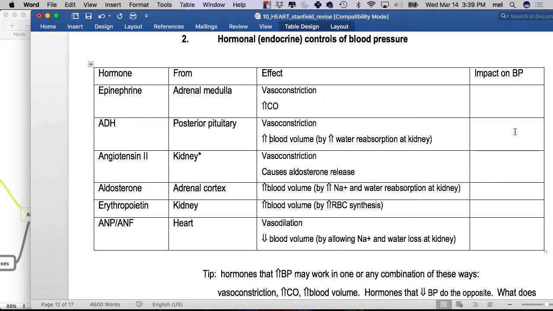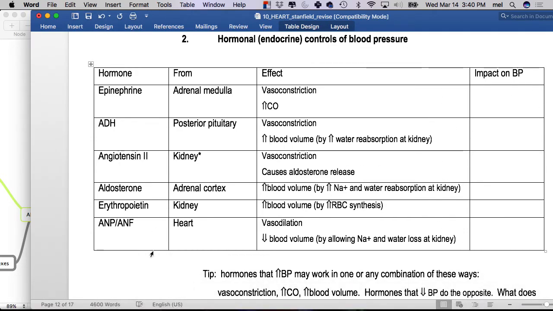Angiotensin 2, we're going to talk about in more detail in just a second. It kind of comes from the kidney, but only kind of. And it's the most powerful vasoconstrictor in the body, which means it'll do what to your blood pressure? Increase. It also causes the release of this next hormone, which is aldosterone. Aldosterone comes from the adrenal cortex, and it causes you to retain water and sodium, which will do what to your blood pressure? Increase. Okay. Erythropoietin, you may have learned about in anatomy. EPO comes from the kidney, and it causes you to make more red blood cells and dumps them into your bloodstream, which would do what to your blood pressure? Increase.